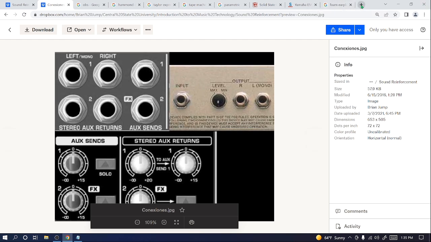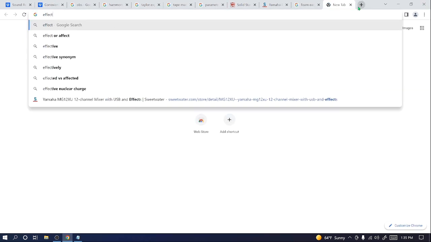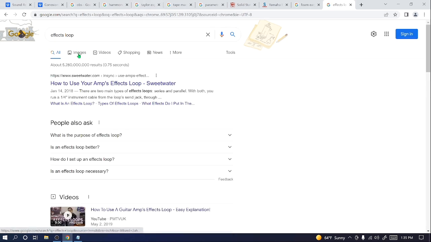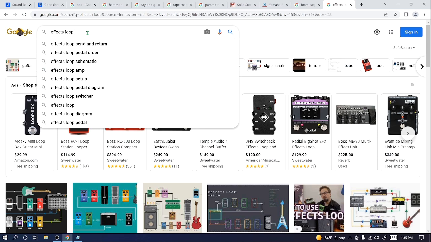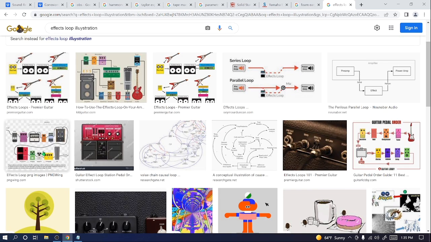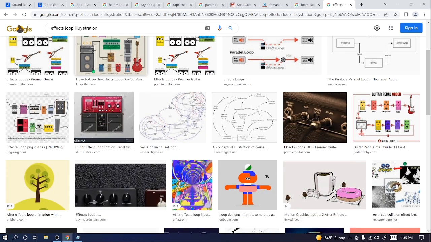Effects loop. Let's see if there's a schematic. These were really common, especially if the engineer had a lot of outboard gear. It's often done with guitarists too, because delay sounds better through the effects loop, while pedals sound better directly in.